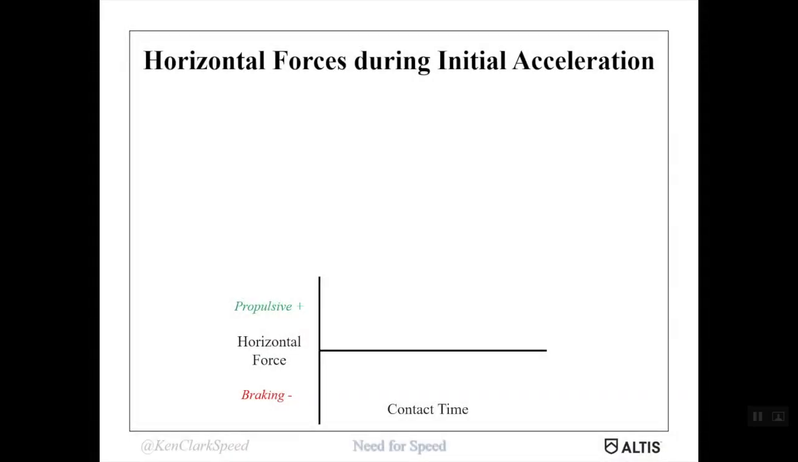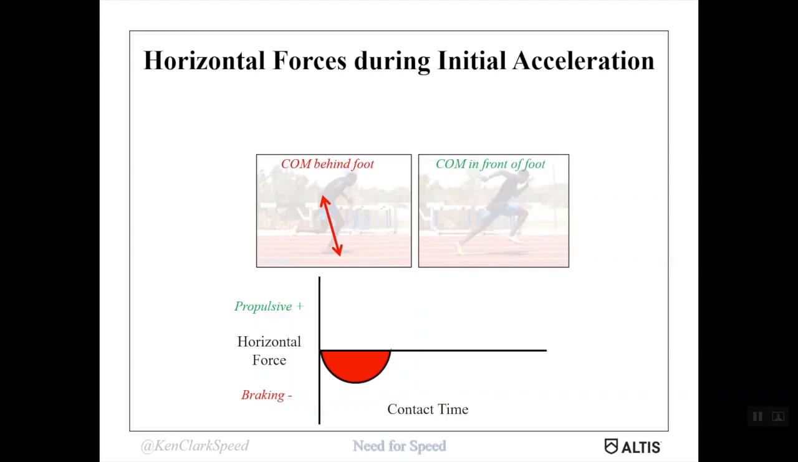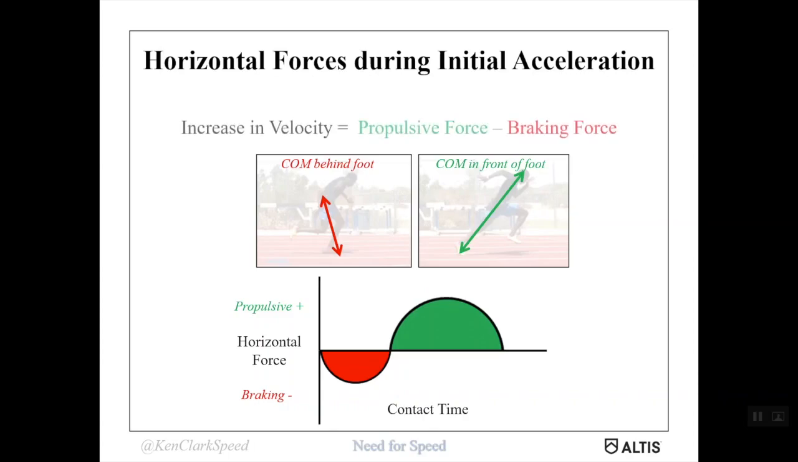If we look at horizontal forces during initial acceleration, we can see that when the foot strikes the ground during initial acceleration, this is typically in steps 3 and beyond, and the center of mass is behind the foot at initial touchdown, there is a braking force that's applied to the center of mass, which slows the body down initially. When the center of mass translates in front of the foot, there's a propulsive force, which accelerates the center of mass during the latter portion of the ground contact phase.